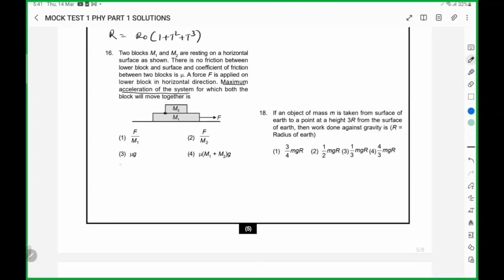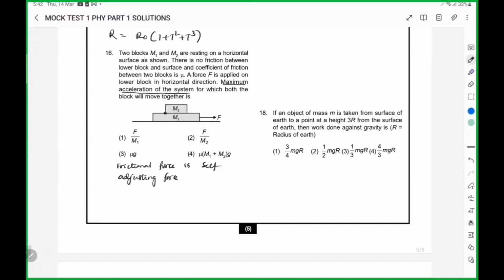Here, the first point is that frictional force is a self-adjusting force. So here, frictional force depends upon the applied force up to a certain stage.